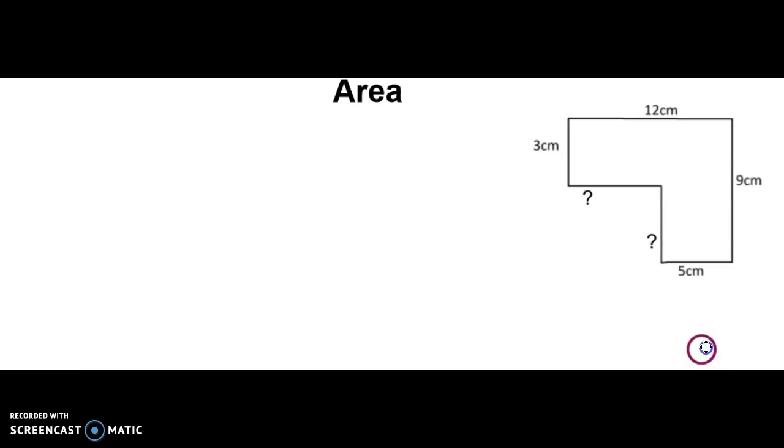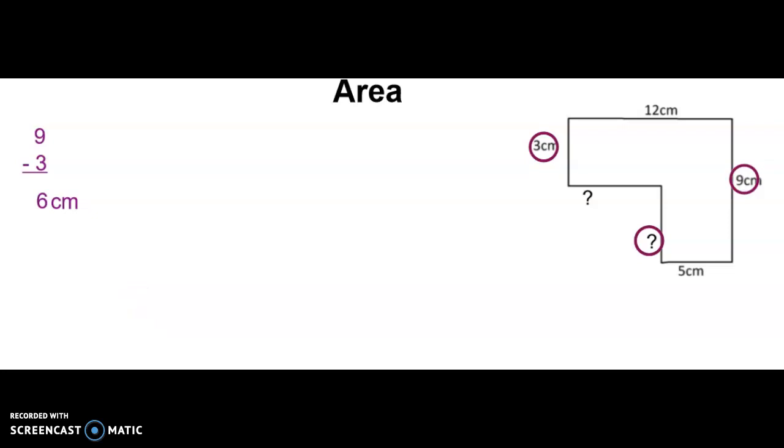So I'm going to start with the first question mark right here that's going up and down on the vertical line. And I'm going to find the other lines that are vertical, which would be the 9 centimeters and the 3 centimeters. Just like on the perimeter, because we know a whole and we know a part, we're going to subtract to find the other part. So 9 minus 3 is 6 centimeters.